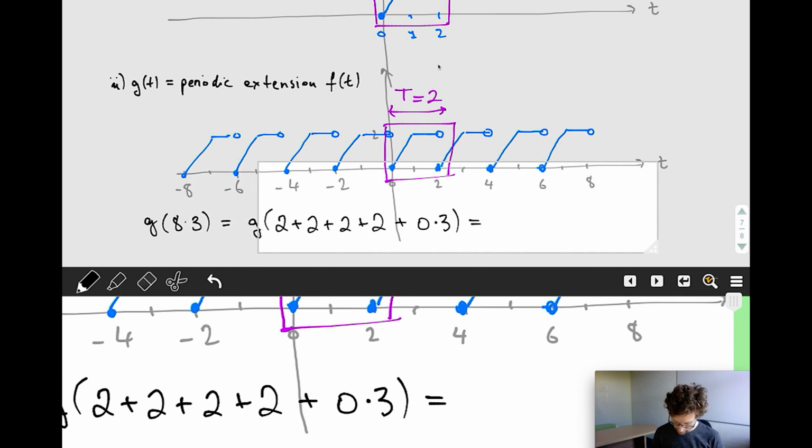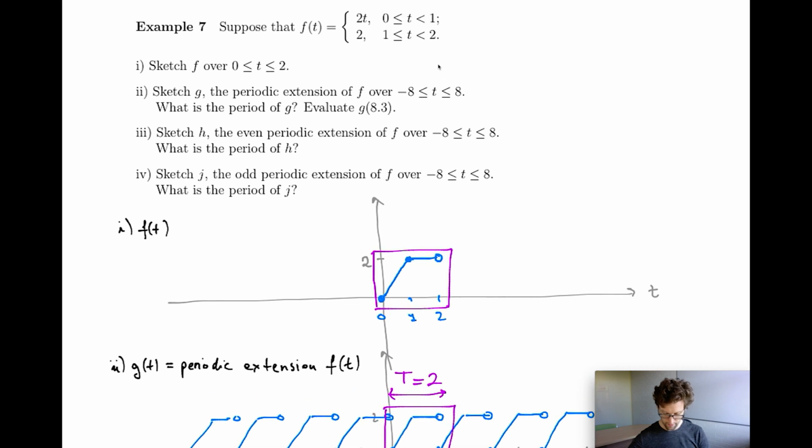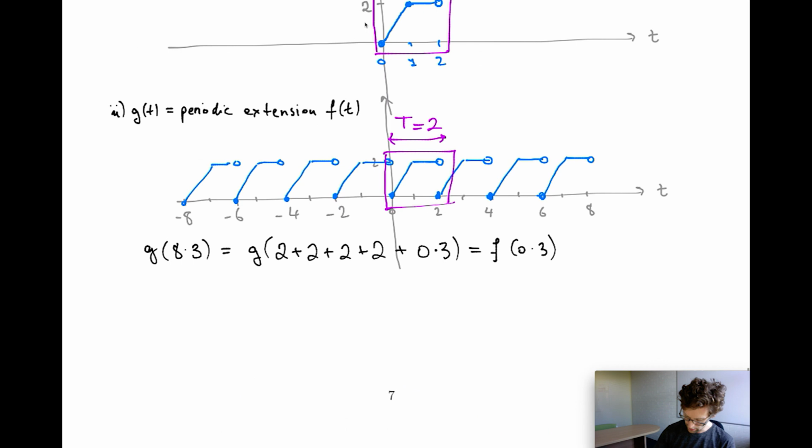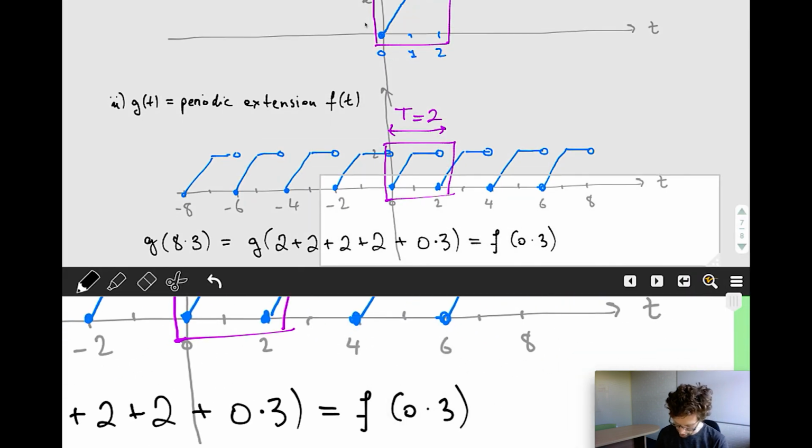So this thing is going to be given by g of 0.3, which is within our original interval 0 to 2. So I can go back and look at our original function, little f of t. So that's the tile that I started off with. We saw that that was equal to 2t between 0 and 1. So it's going to be 2 times 0.3, which equals 0.6.